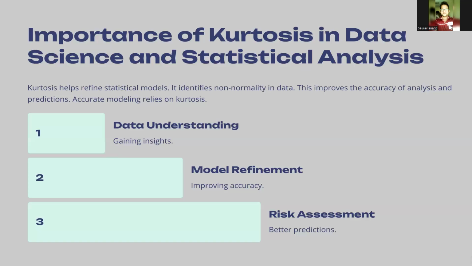Also, when it comes to risk assessment, we saw that high kurtosis means a higher probability of extreme events. It helps us in making decisions for portfolios in the case of risk management. If we are working for a credit score company, it can help us in finding out the credit score and in actuarial science. So yeah, these are the importance of kurtosis in data science and statistical analysis.